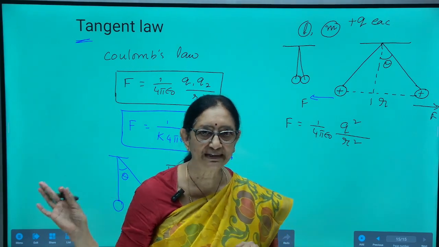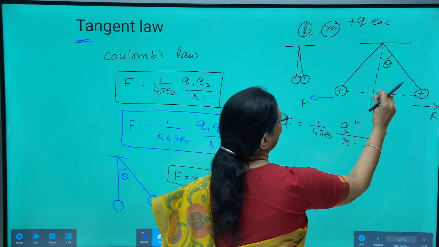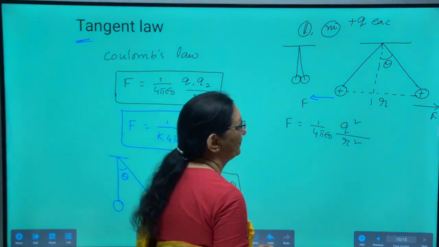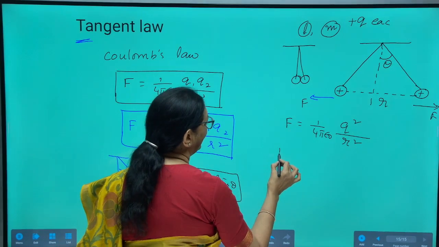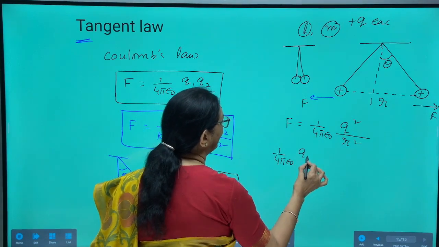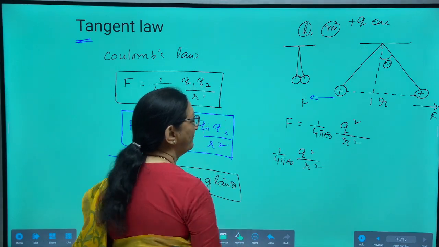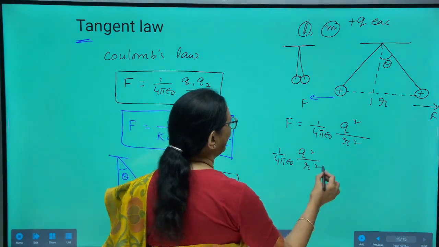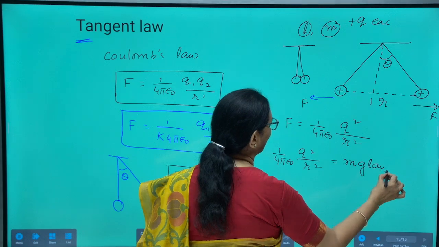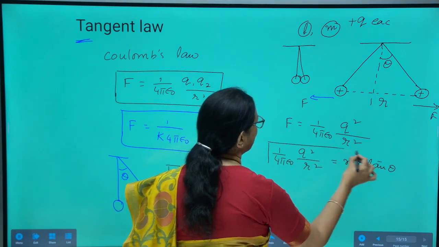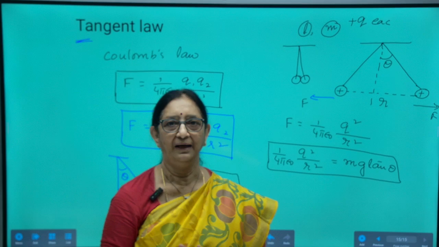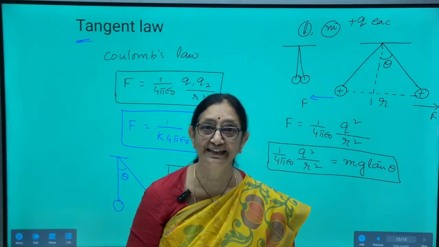Now, from tangent law, if you imagine this as the first pendulum, it is being pulled aside through an angle theta. So, this force F provides the horizontal force to pull that pendulum aside through an angle theta. So, 1 by 4 pi epsilon naught q square by r square is equal to mg tan theta. This is the most important equation here. I think you followed that.